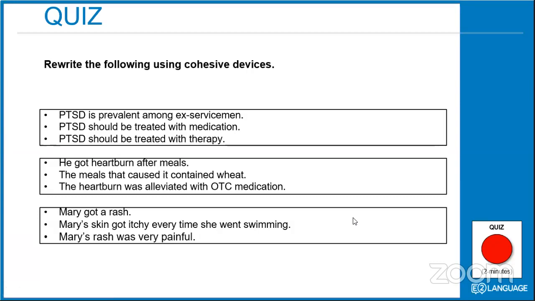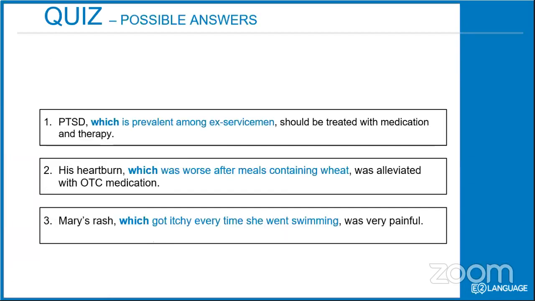Okay, thank you. Let's have a look. PTSD, which is prevalent among ex-servicemen, should be treated with medication and therapy. Number 2, his heartburn, which was worse after meals containing wheat, was alleviated with OTC medication. And number 3, Mary's rash, which got very itchy every time she went swimming, was very painful.